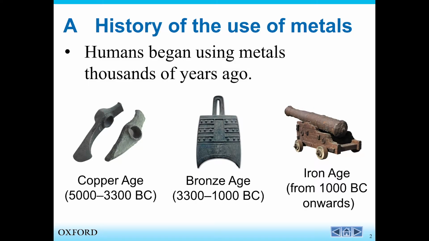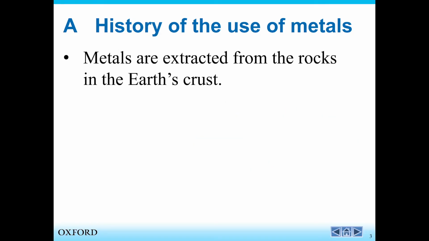Humans have been using metals for many, many years now, and we have divided history into the golden ages of certain metals. Here we have the Copper Age and the Bronze Age. Actually, bronze is not a metal. It is an alloy of two metals. Later on, we'll learn the meaning of an alloy. The two metals combined together are copper and tin. And here we have the Iron Age. During these periods, that's when these metals were primarily used, and we usually refer to the golden age of these metals.